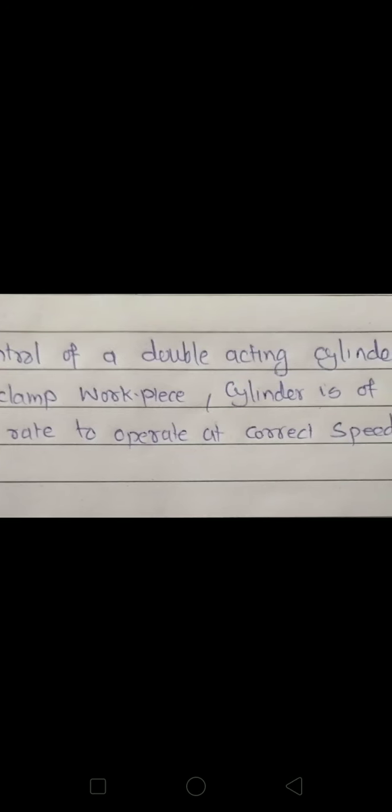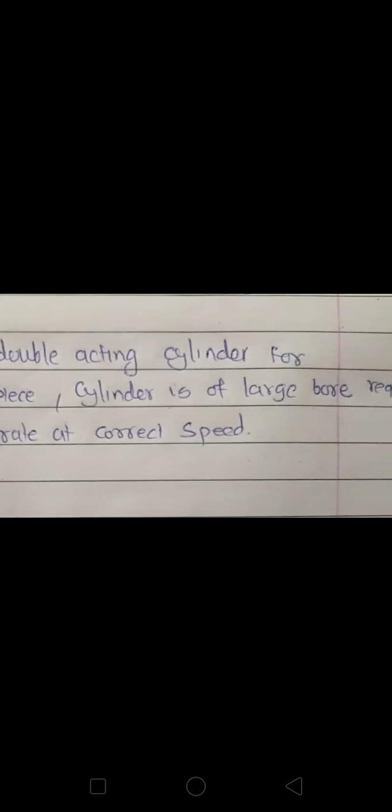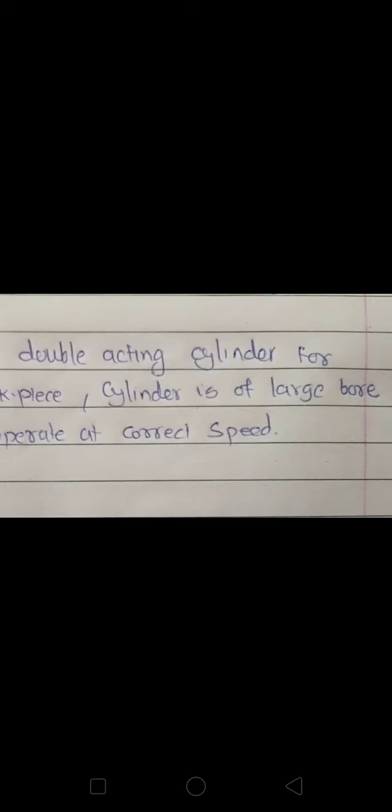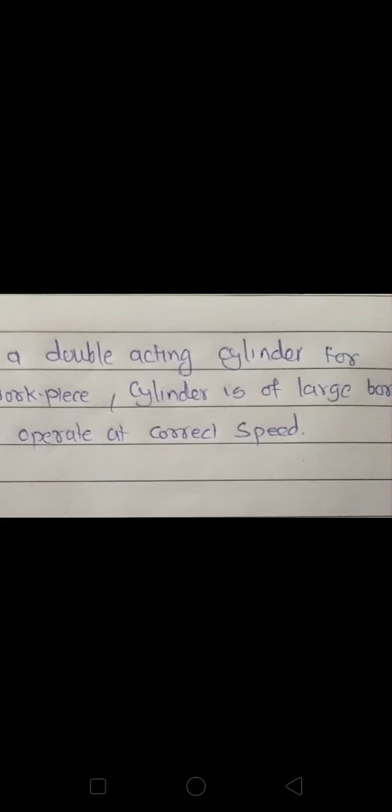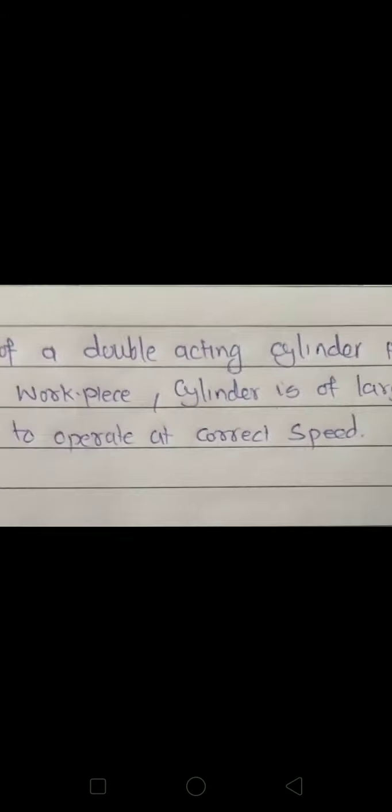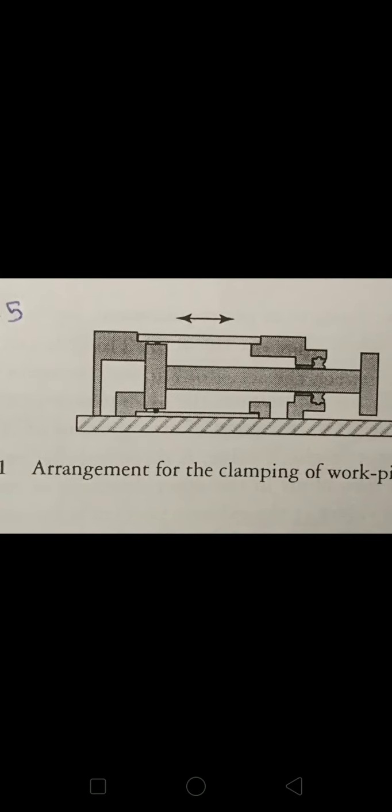So, indirect control of a double acting cylinder: to extend and clamp a workpiece, the cylinder is of a very large bore, and it requires a large flow rate to operate at the correct speed. So this is what has been asked, right? Indirect control and speed control to operate at the correct speed. So this is how the arrangement looks like, right?